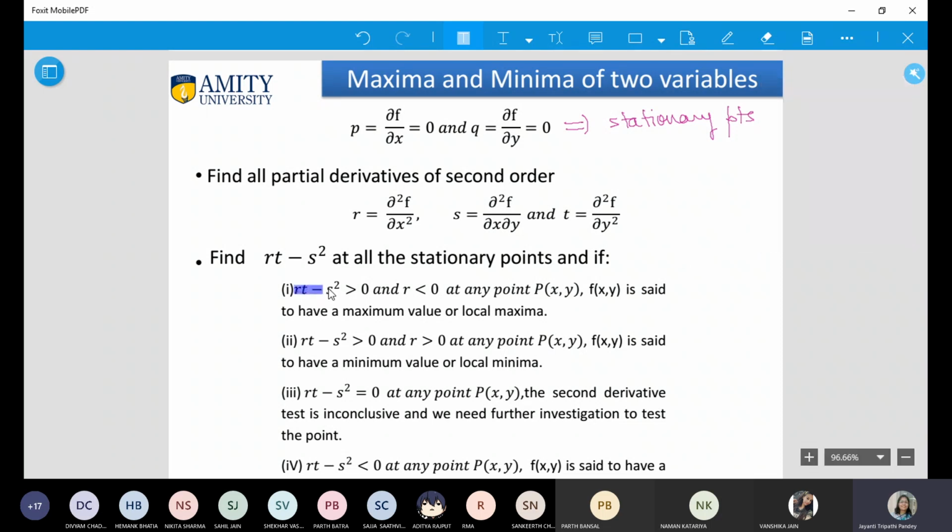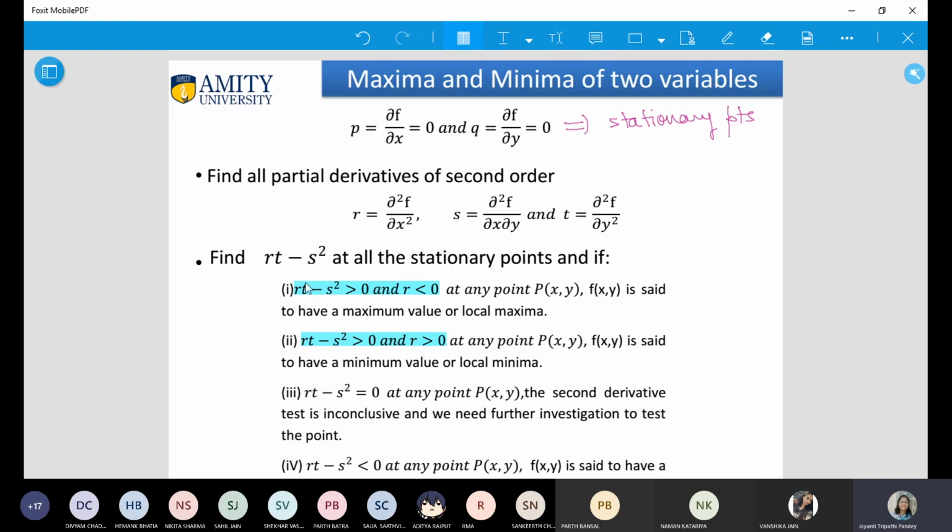See, if rt minus s square is greater than 0 and r less than 0, at any point P(x,y), f(x,y) is said to have a maximum value or local maxima. Both these conditions have to be fulfilled simultaneously. What are these? rt minus s square is greater than 0 and r is less than 0. Next is rt minus s square is positive and r is positive. At any point P(x,y), f is said to have a minimum value or local minima.